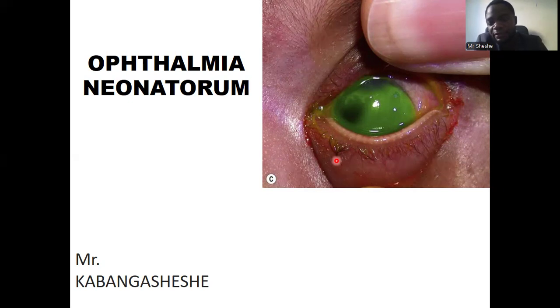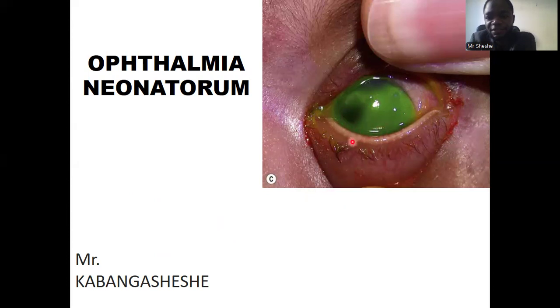Ophthalmia neonatorum and birth injuries. And I was saying these are the emergencies that we face when dealing with pediatric cases. So without wasting so much time, we say ophthalmia neonatorum, or simply known as neonatal conjunctivitis. This is infection and inflammation of the conjunctiva.